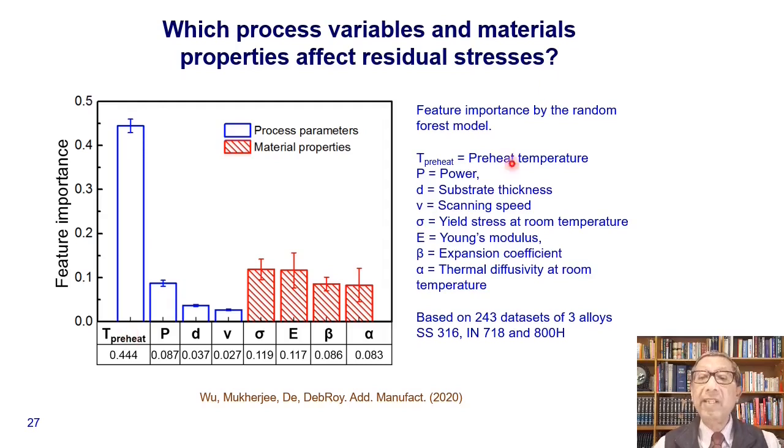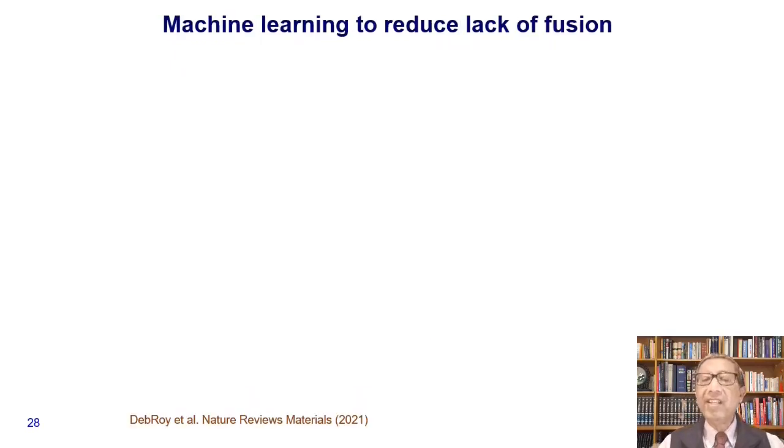If we look at the properties, like here, sigma is the yield stress at room temperature, whereas E is the Young's modulus, then the thermal expansion coefficient or thermal diffusivity. They are kind of equal in feature importance more or less. But if we want to reduce the residual stress and we have one variable to deal with, preheat temperature is the most important variable. Machine learning can also reduce lack of fusion defects.